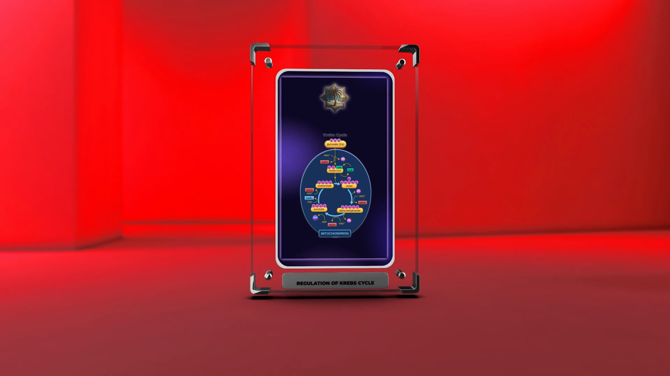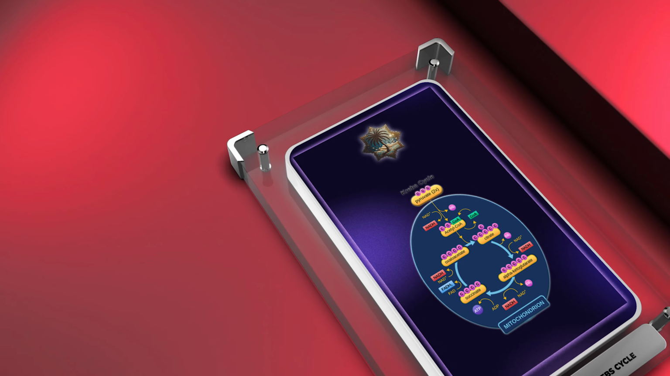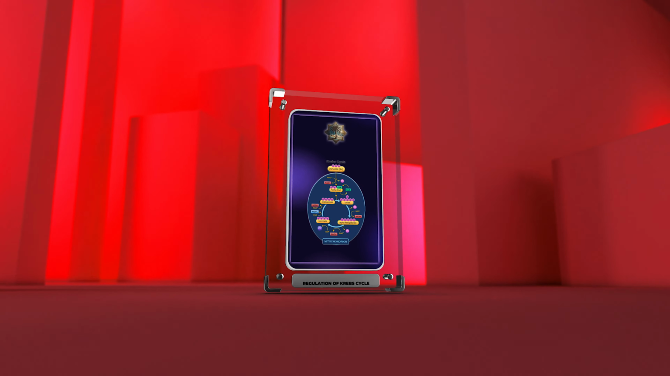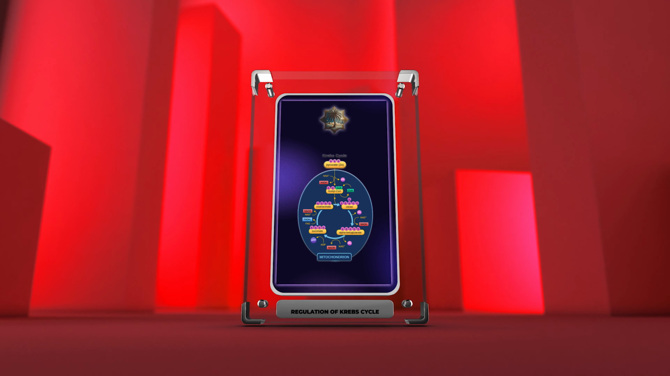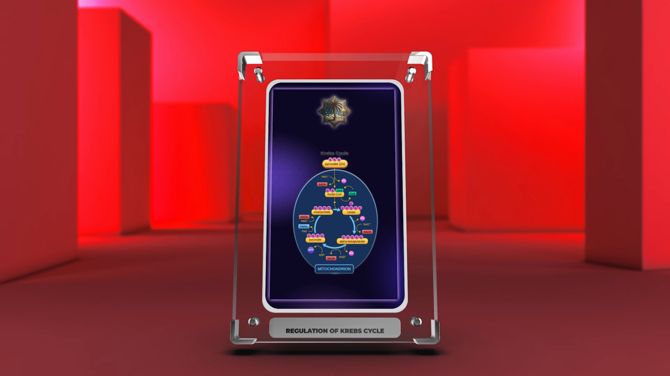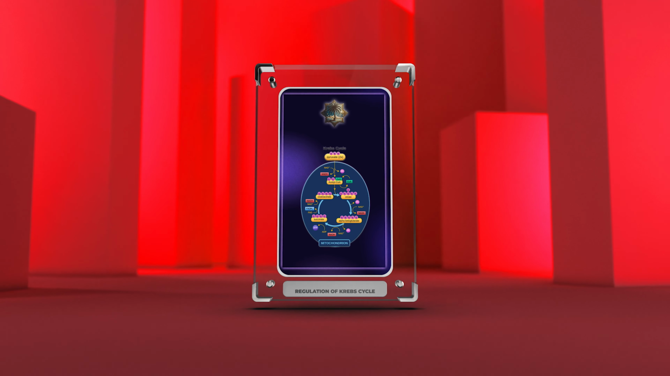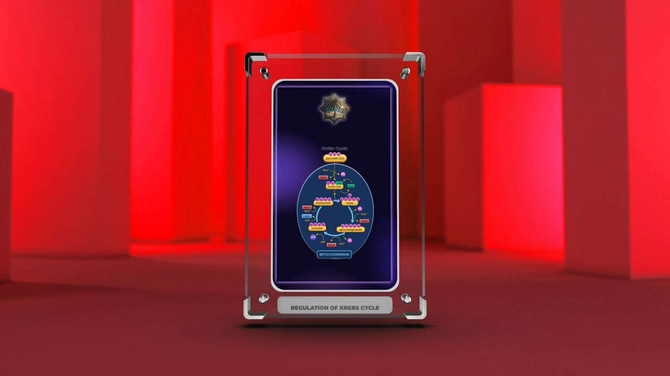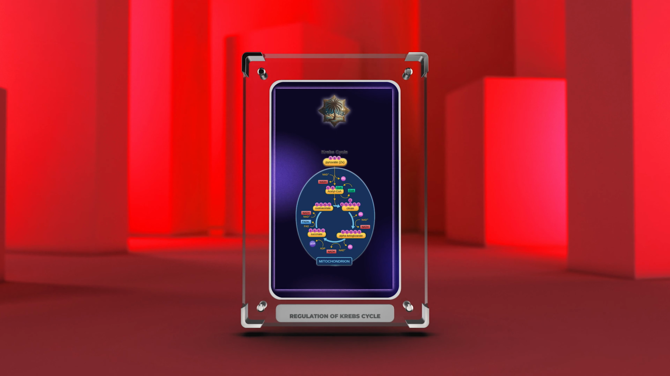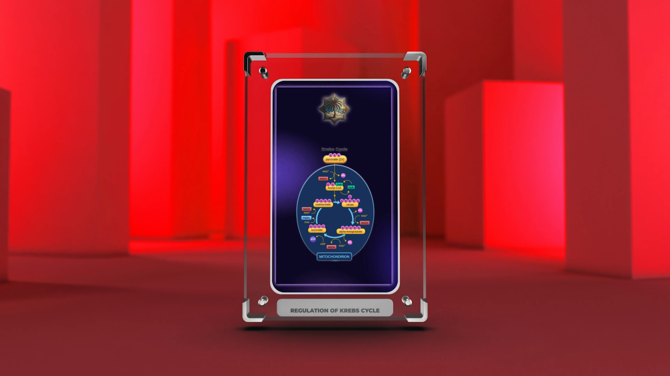Introduction. Welcome to today's lecture on Krebs cycle regulation. In this session, we will delve into the various mechanisms that control and influence the Krebs cycle, also known as the citric acid cycle or tricarboxylic acid cycle, TCA cycle. The Krebs cycle is a central metabolic pathway that plays a crucial role in the generation of energy and the production of important intermediates for various biosynthetic processes within our cells.